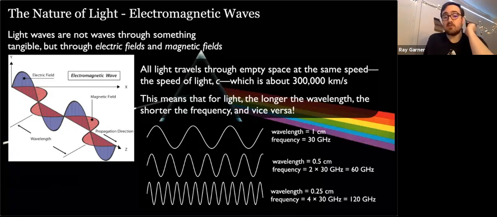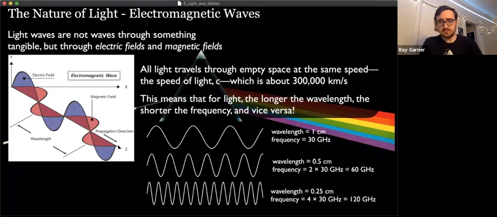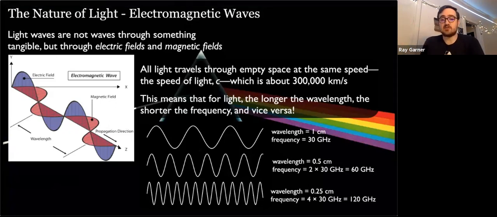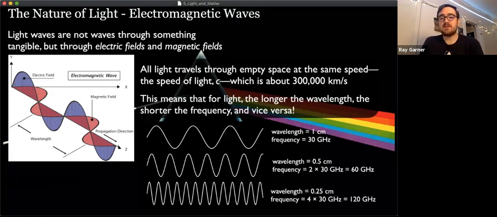So you can see here in these three waves I've plotted. One will have a wavelength of 1 centimeter and a frequency of 30 gigahertz. Meanwhile, if we halve the wavelength, we've got to double the frequency to keep it physically true. So half a centimeter, double the frequency, so 2 times 30 gigahertz is 60 gigahertz. If we quarter the wavelength to a quarter of a centimeter, then we've got to quadruple the frequency. So 4 times 30 gigahertz is 120 gigahertz.